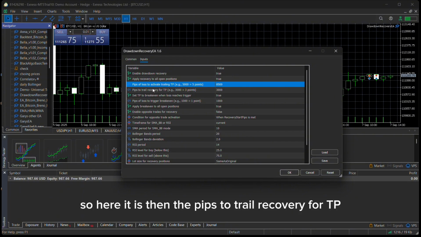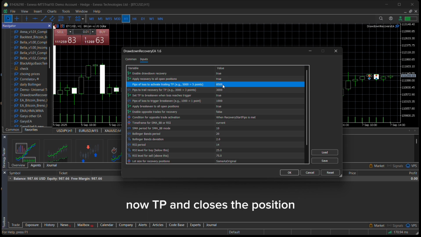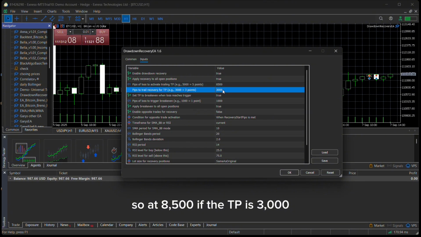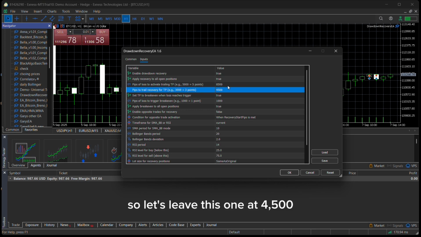So here it is. Then the pips to trail recovery for TP. Now this one is how many pips it will recover before it now TPs and closes the position. So at 8,500, if the TP is 3,000, you have a loss of only 5,000 pips, right? So let's leave this one at 4,500. So for it to retrace 4,500, it can quickly close the loss.